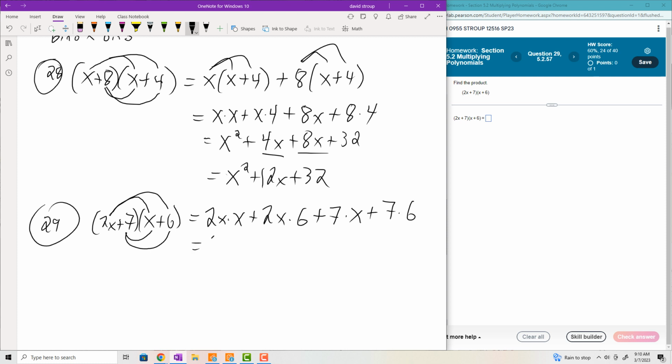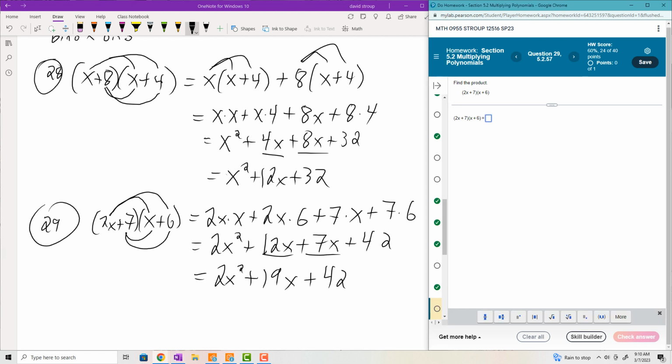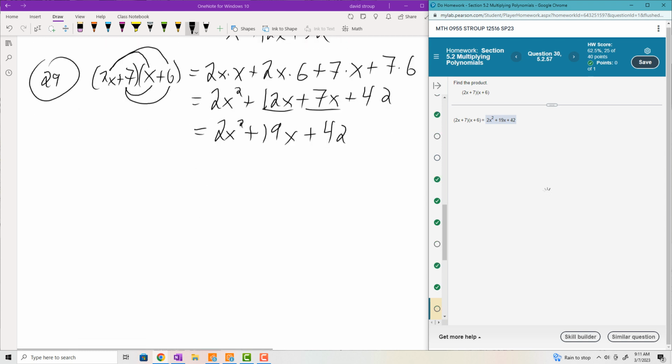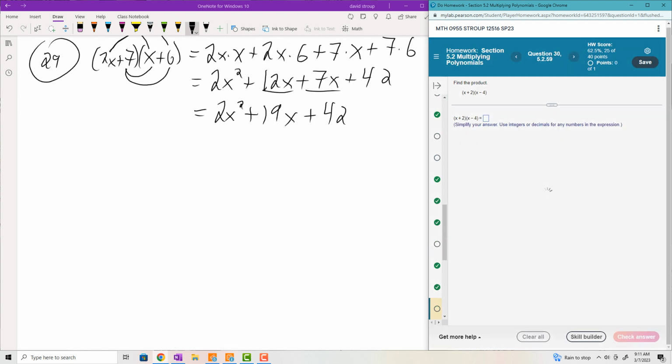Okay, so 2x times x is 2x squared. 2x times 6 is 12x, and then plus 7x, and then plus 42. And again, you got to combine those two middle terms. 2x squared plus 19x plus 42. Okay, so 2x squared plus 19x plus 42. More the same, and a negative in there. Okay, let's try 32.